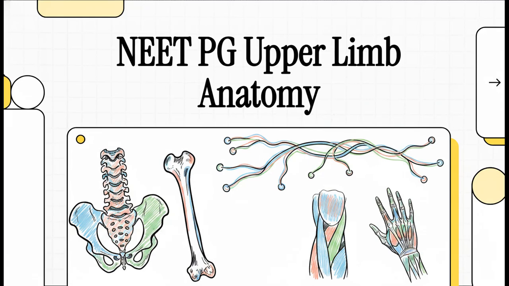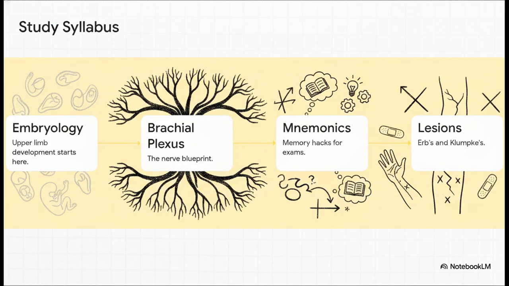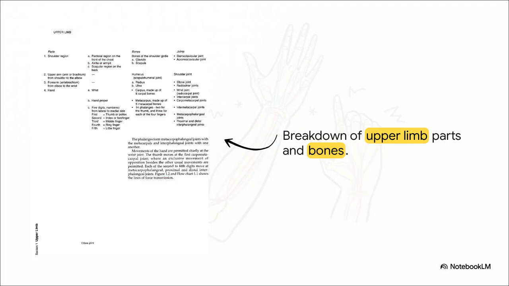Let's dive right into this explainer. We're hitting the ultimate high-yield, rapid review for upper limb anatomy today. The volume is daunting, right? But we'll completely master essential nerves and mnemonics to crush the NEET PG. Here's your study guide: embryology, the brachial plexus blueprint, key mnemonics, and clinical lesions. Let's go. First up, foundations.